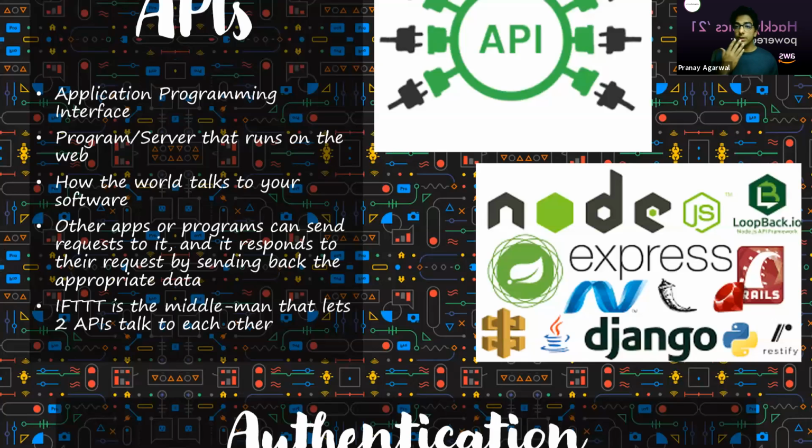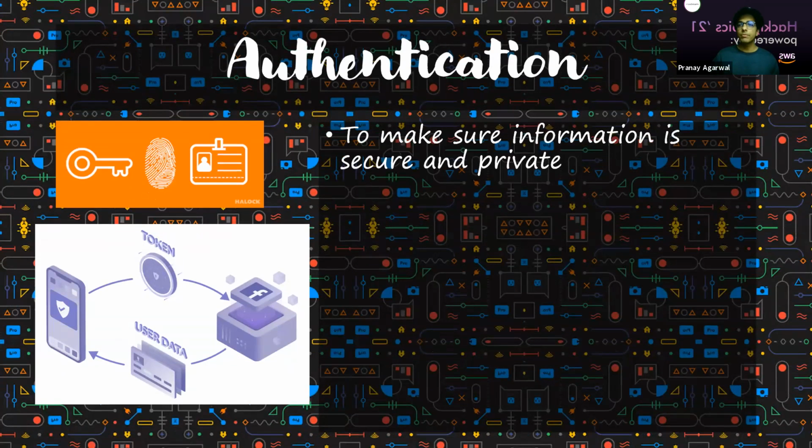Now we can move on to authentication, which is, I mean, everybody knows what authentication is, right? It's to make sure information is secure and private. But why is this important with IFTTT? It's because so many people are making so many applets that your information should not be accessed by somebody else or some other applet.